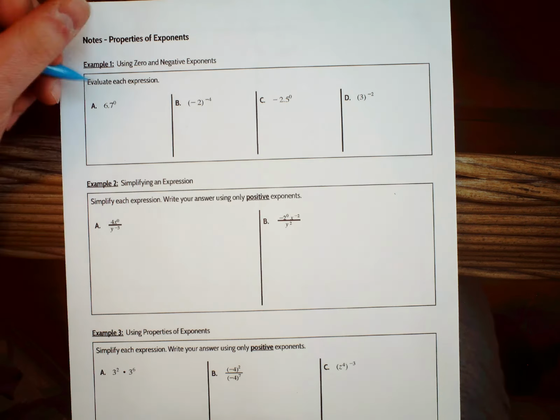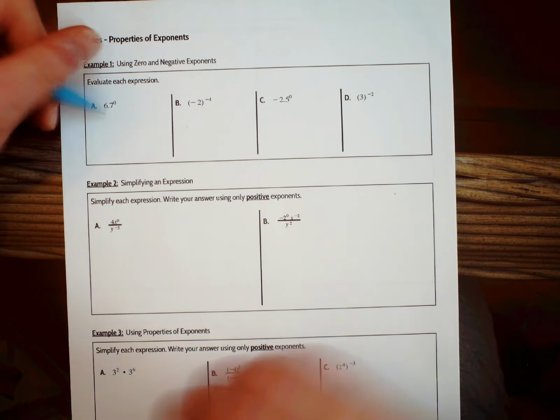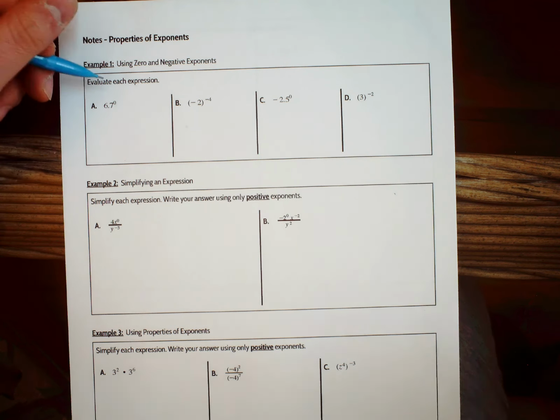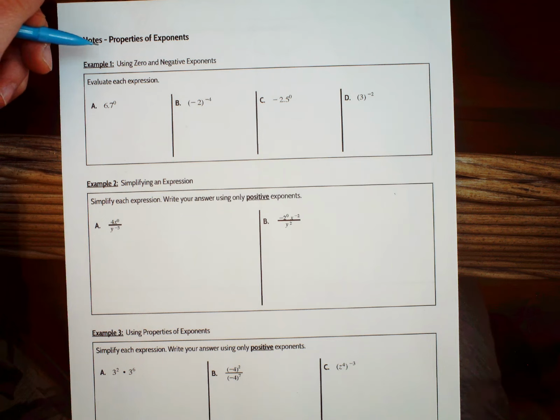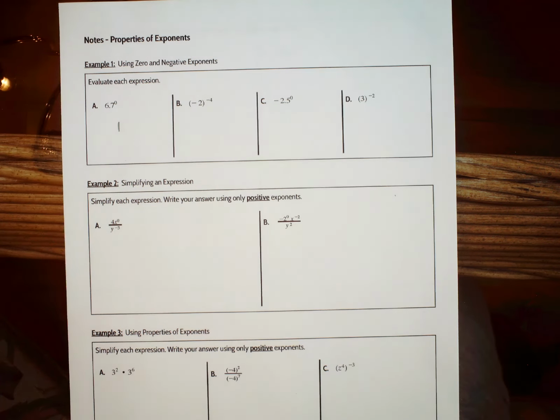So first one, evaluate each expression. 6.7 raised to the 0 power. Now we should know anything raised to the 0 power is 1. So this one is just going to equal 1. That's it.